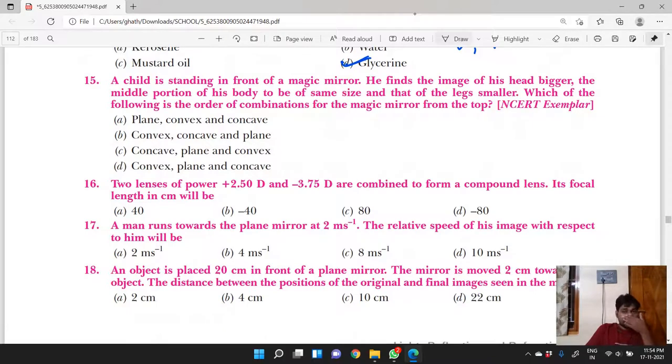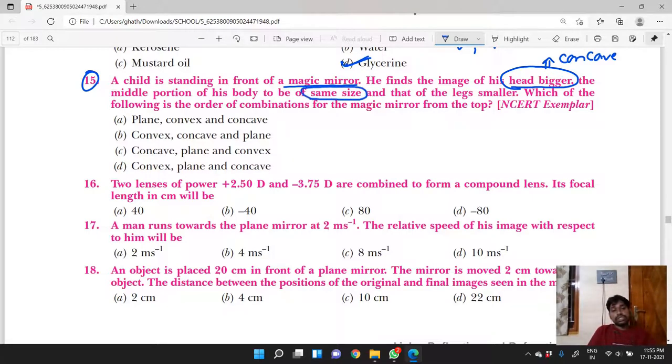Next, listen to question 15. A child is standing in front of a magic mirror. He finds the image of his head is bigger. I told you the mirror which forms a virtual enlarged image is only the concave mirror. The middle portion of the body is the same size. The mirror which forms a virtual same size image is called a plane mirror. These all form virtual images only.